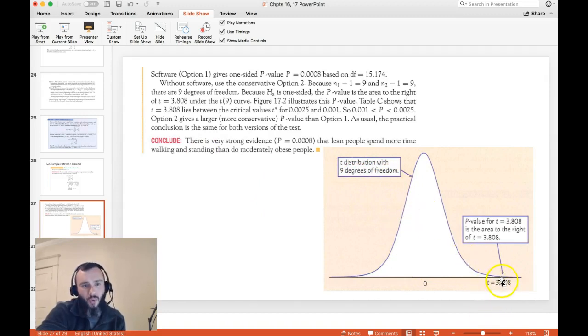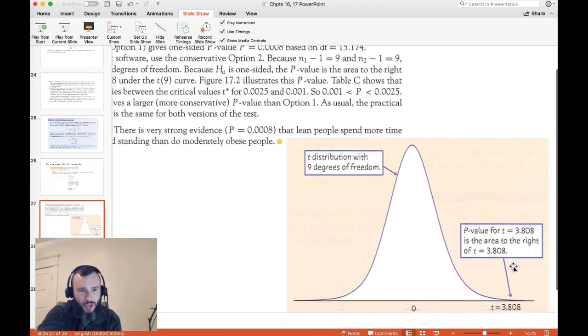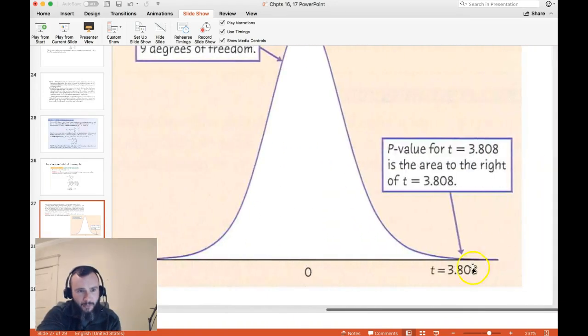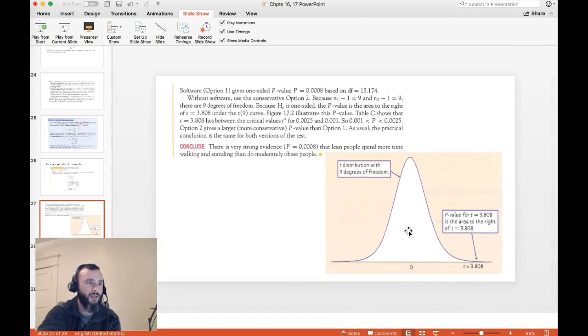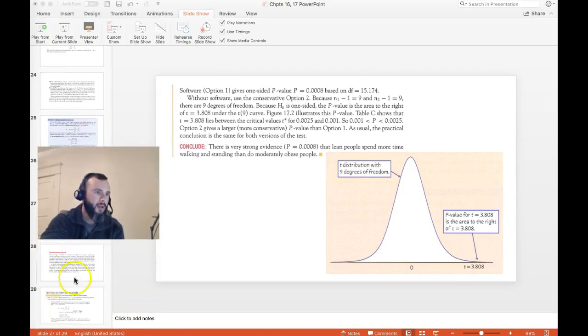And if we go all the way out to a t of 3.808, that's way out here. The p-value for that is the area to the right of that. So it is just so small, because the t-value of 3.808 is way out there, so it's just this little tiny sliver that you can't even really see. That's our p-value for this.